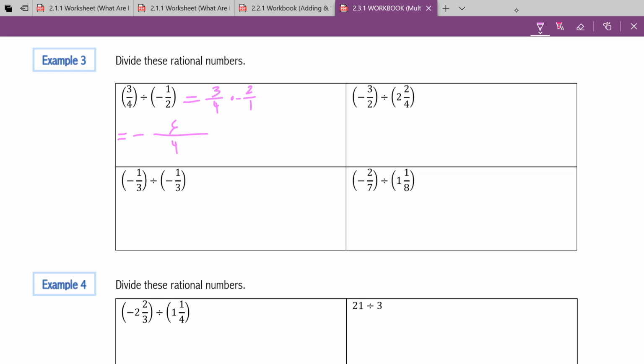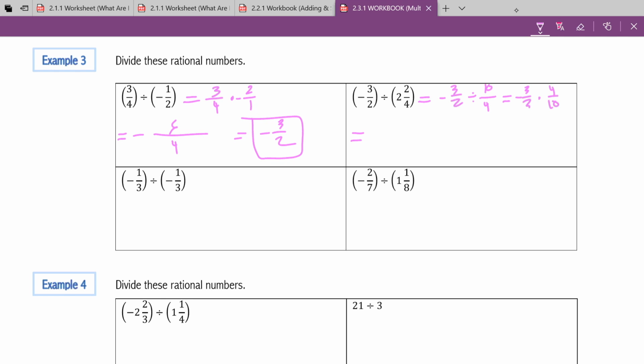4 times 1 is 4. And that simplifies as -1/2. Example 2, -3/2 divided by 2 2/4. Well, it looks like I have to deal with that first and turn it into an improper fraction. So I'm going to do 4 times 2 is 8 plus 2, so 10/4. And then now I can convert this into a multiplication operation by having -3/2 times 4/10.